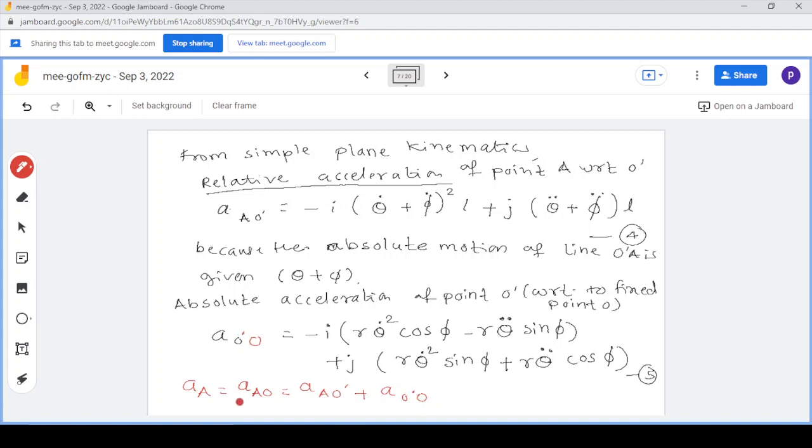Okay, so we get the total acceleration as this relative acceleration plus absolute acceleration, and from this, if we add the jth component, what are we going to get? Let us add this to the jth component. So let us find out what we get. We can simply add this: theta double dot plus phi double dot to L plus r theta dot square into sin phi plus r theta double dot into cos phi. So we get that.